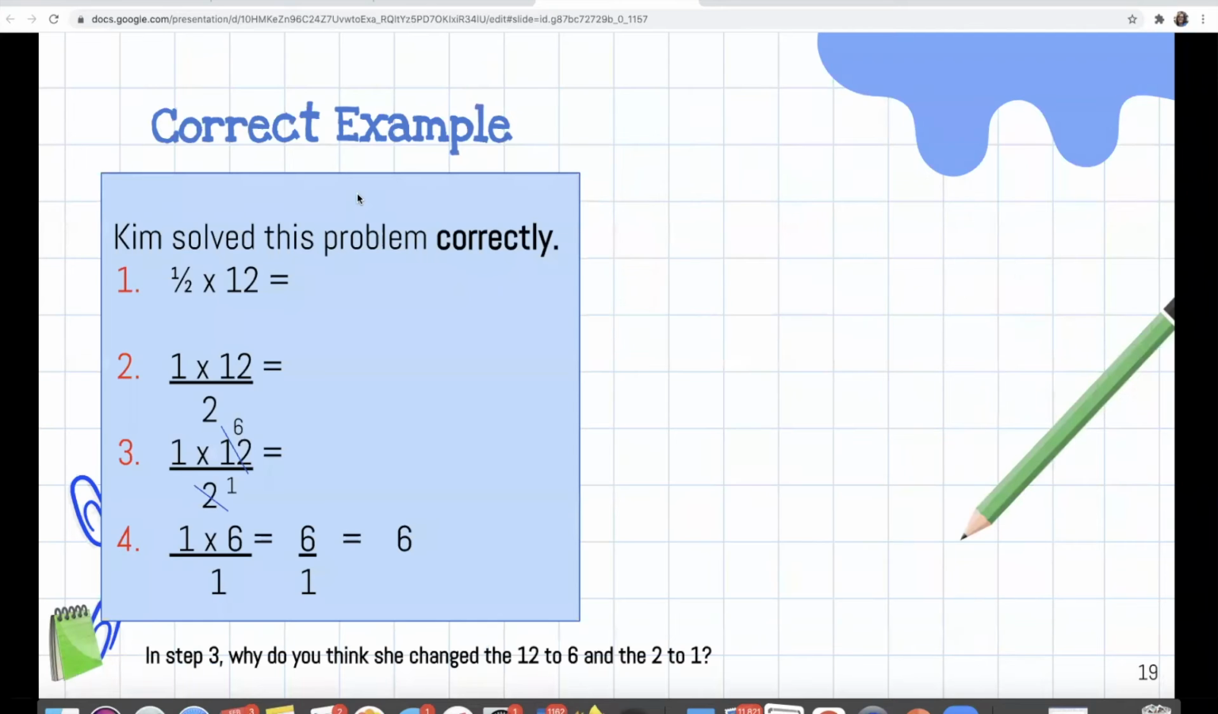All right, correct examples. This is a good example of a correct example. It says Kim solved the problem correctly. Again, it says it's a correct example. It says she solved it correctly. So we know that she did this.